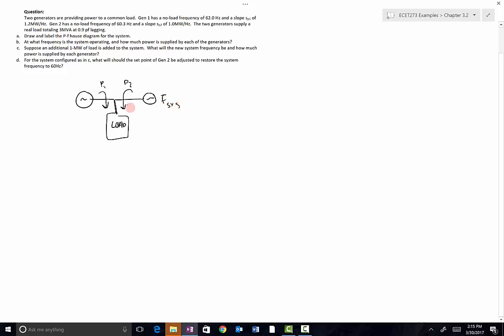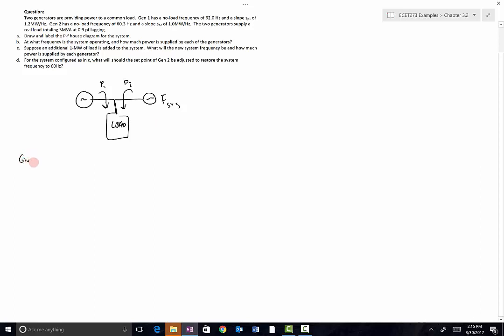So we'll use the FP diagram, the frequency and power droop characteristic that we used in example 3.2.4. We'll use the same method, but this time we have to analyze it for two generators. So that's a big overview.